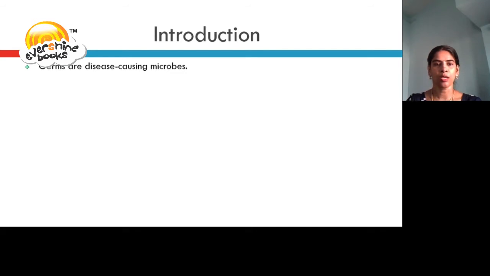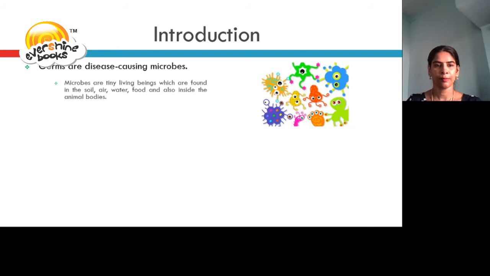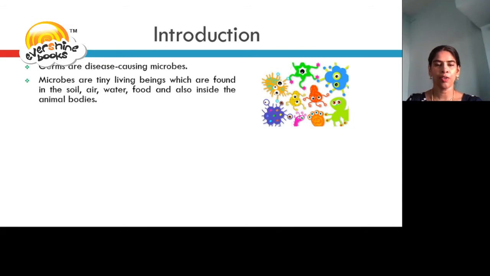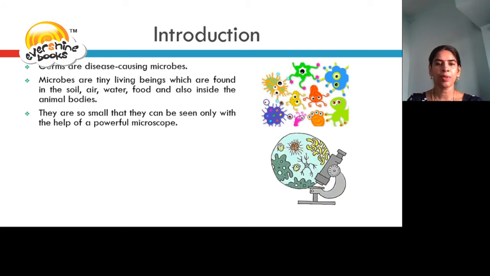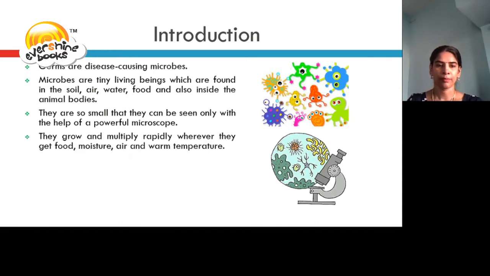Germs or disease-causing microbes. Microbes are tiny living beings which are found in the soil, air, water, food, and also inside animal bodies. They are so small that they can be seen only with the help of a powerful microscope. They grow and multiply rapidly wherever they get food, moisture, air, and warm temperature. They grow best in liquid or semi-liquid foods.